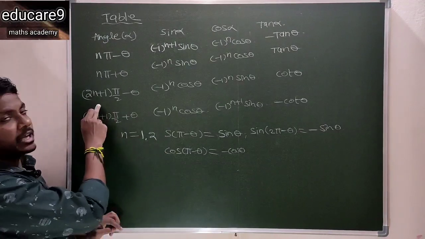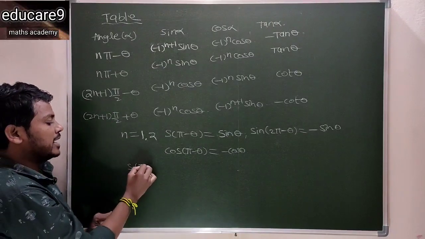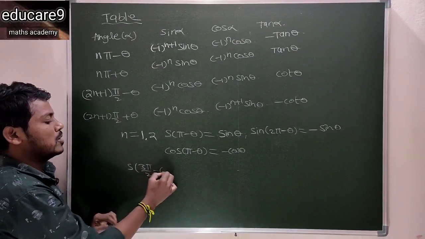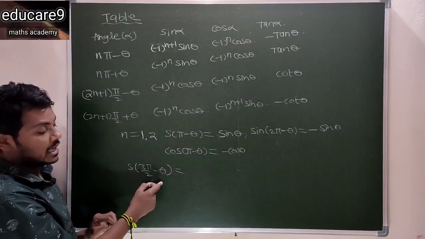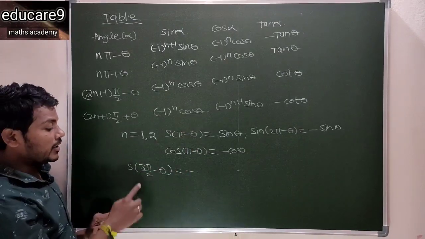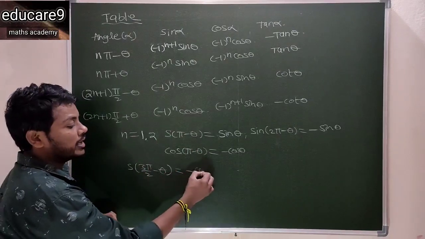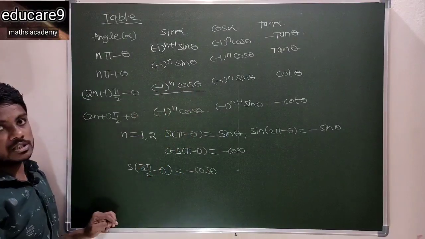Next, substitute here n is equal to 1. You will get 2 plus 1, 3 pi by 2. So sine of (3 pi by 2 minus theta). So 270 minus theta lies in the fourth quadrant. In the fourth quadrant, sine gets negative. And for 270, sine changes to cos. So write minus cos theta. So that's why I am writing (minus 1) power n cos theta.